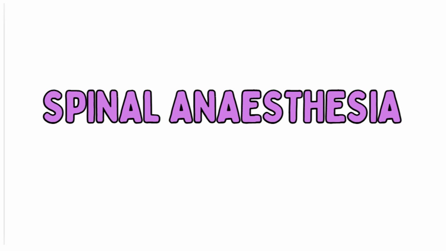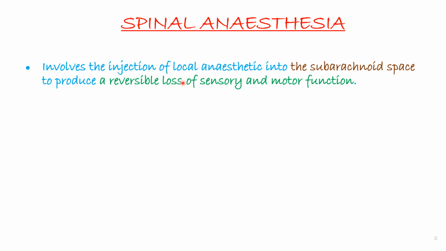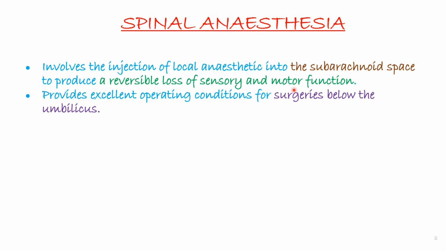Today's topic, we are going to do spinal anesthesia. So spinal anesthesia involves the injection of local anesthetic into the subarachnoid space, and this usually produces a reversible loss of sensory and motor function. Kindly note, not only sensory and motor function, but also autonomic function. So it produces an excellent condition for surgeries below the umbilicus.